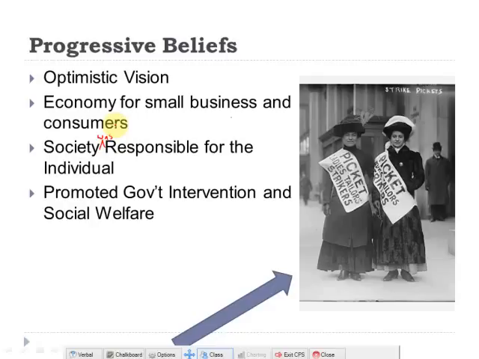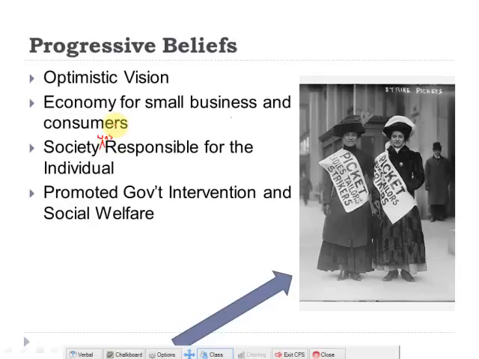And why do progressives want a government that gets involved? Because it creates progress. It can fix those issues, right? It can fix all those problems in society. And they promoted social welfare. What is social welfare? Helping the poor, helping the people.